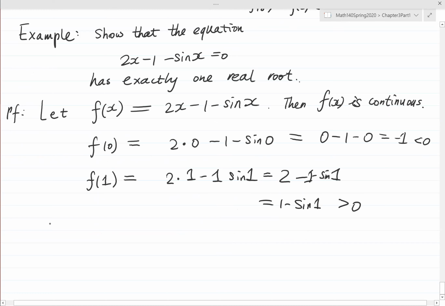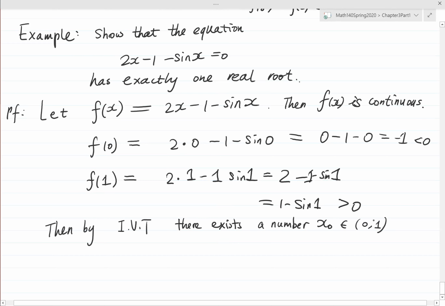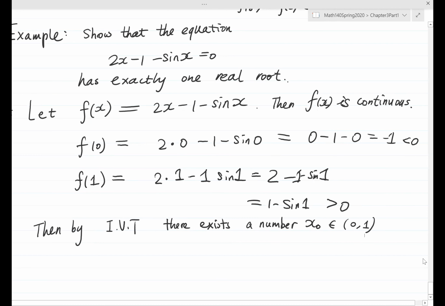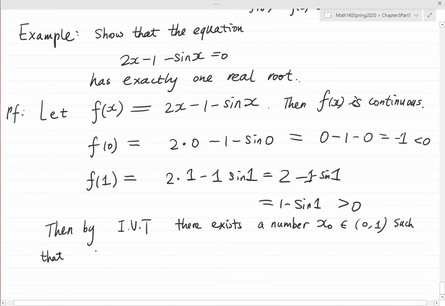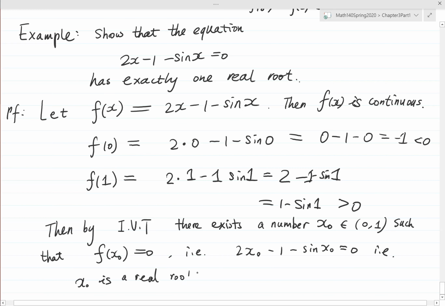So by continuity, then by the intermediate value theorem, there exists a number x0 in (0, 1) such that f(x0) is 0. That is, if you plug x0 into the function, 2x0 minus 1 minus sine x0 is 0, i.e., x0 is a real root to the given equation. This tells us that there is a root.